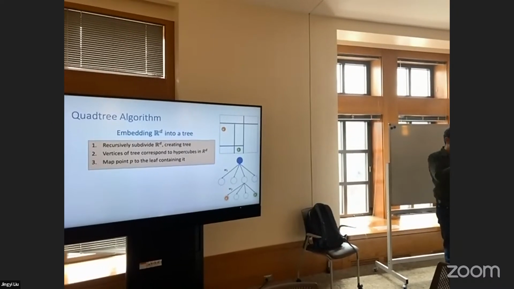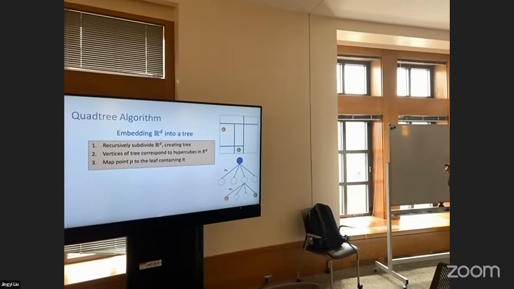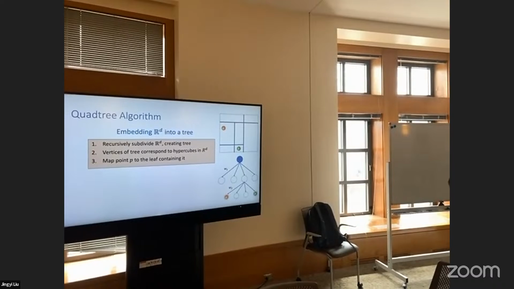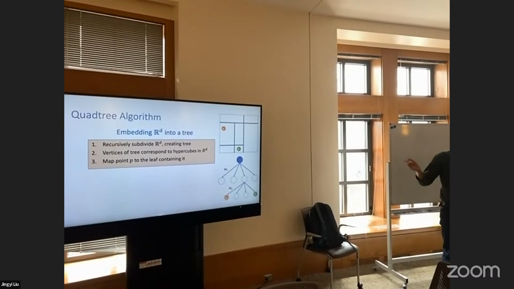it. Every time I'm going to divide space up, and then I'm going to recursively subdivide it. This creates a recursion tree where every vertex corresponds to a hypercube. And then I divide it, and the children of that vertex are the subdivisions of that hypercube. So I'm going to recursively divide.